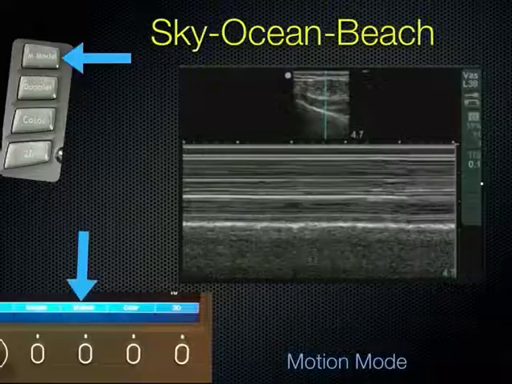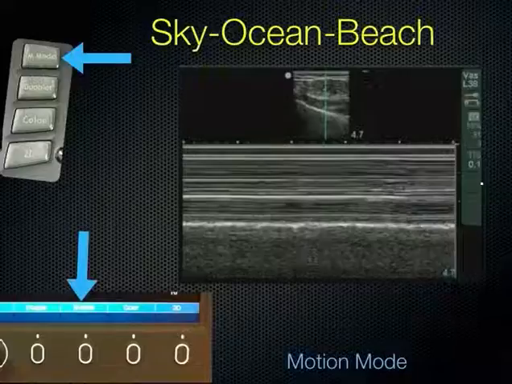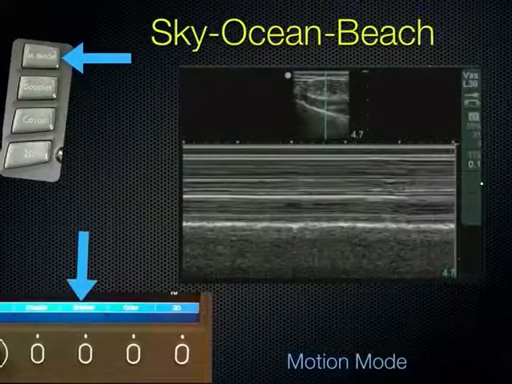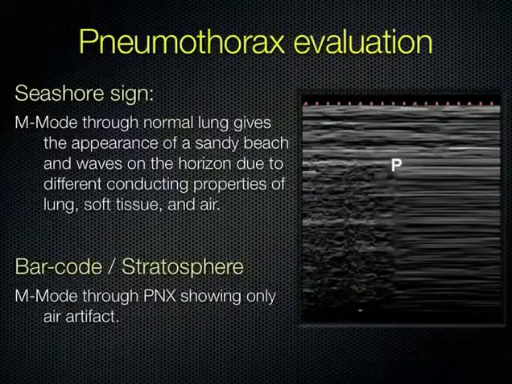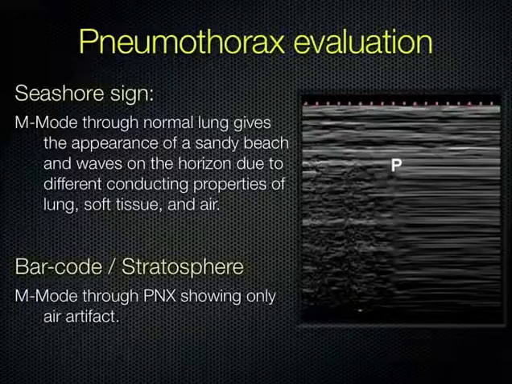If the lung has dropped, the beach disappears, because you just have stripes the whole way down, since all you're getting are reverberations from the soft tissue. You can't see any lung, you can't see motion of the lung, so the beach drops out of the picture, and you have a barcode or stratosphere sign.